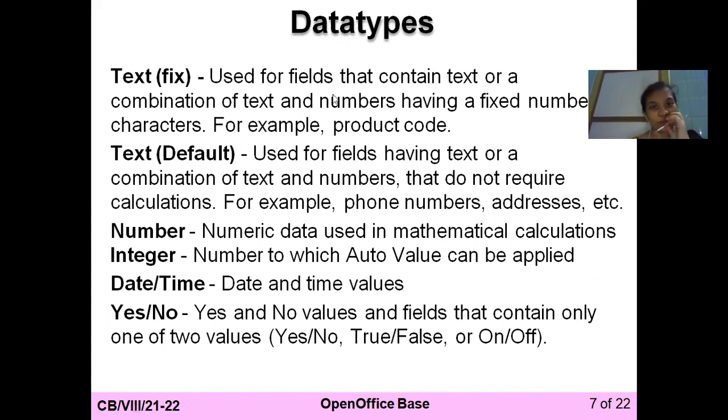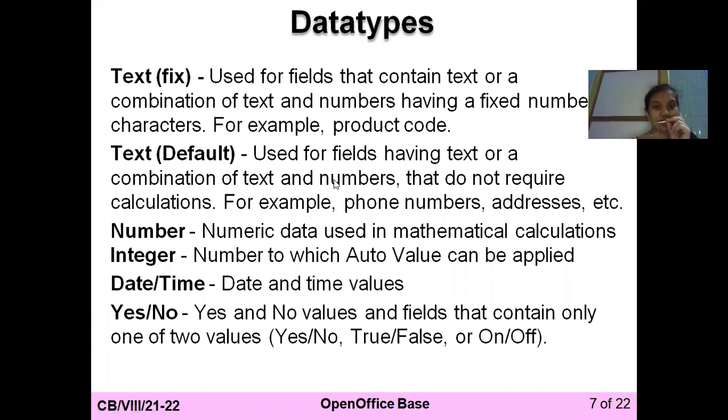So what is the text fix? It is used for fields that contain text or a combination of text and numbers having a fixed number of characters. Here is an example, a product code. जैसे आप कोई प्रोडक्ट कोड लिख रहे हो तो उसके कोड के जो नंबर होते हैं 7 characters, 8 characters are fixed. So text fix is used for a fixed number of characters.